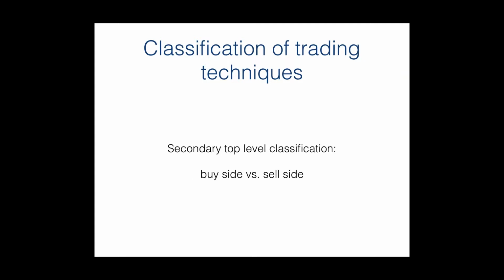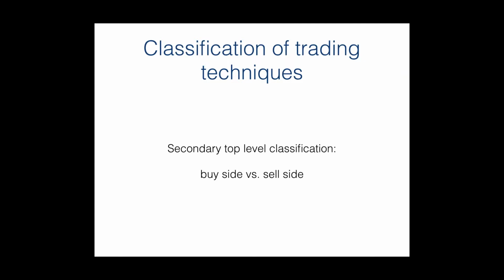The second top-level criterion which we use is whether a trading technique or method is of the buy side or sell side. It's important to remind at this point the difference between the terminology used in investment and in systematic trading. In investment, sell side is someone who makes a market research, and buy side is someone who purchases such research. In systematic trading, sell side provides liquidity to the market, and buy side consumes this liquidity. As we will see, this difference becomes crucial for the whole classification.